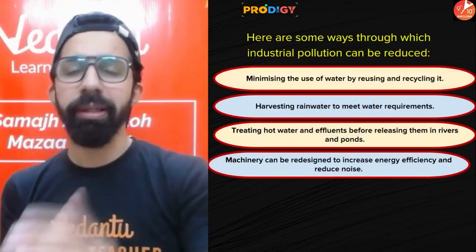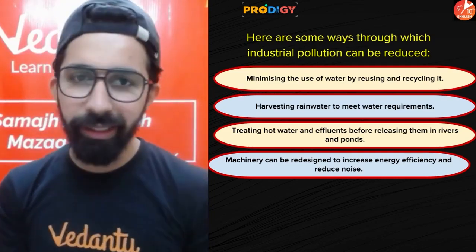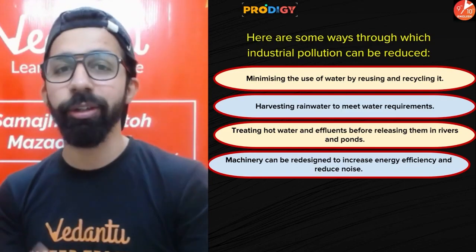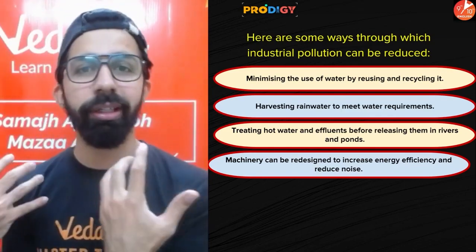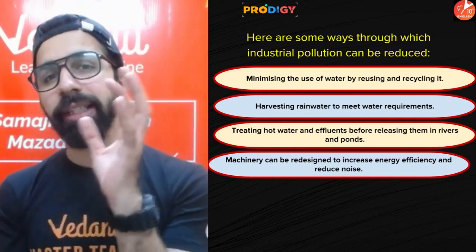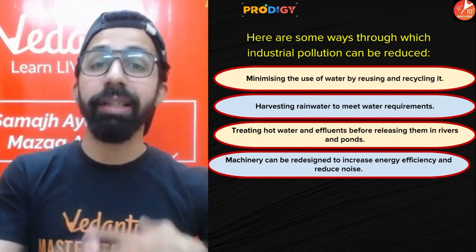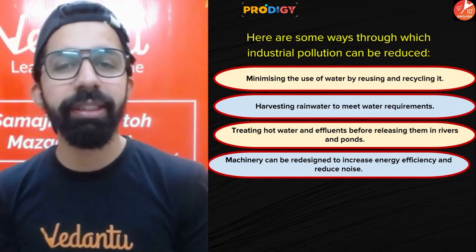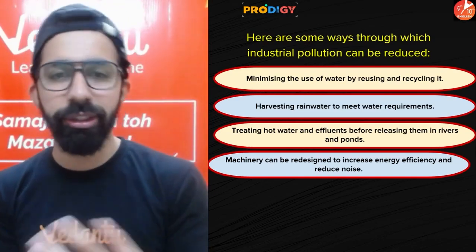Few of the steps which are mentioned on the slide are: we can reuse and recycle the water. We can harvest the rainwater. Later on we can use this water in industries, in agriculture, or for domestic purposes. Before releasing the chemical water or the hot water directly into the water bodies, we can treat the water so that we can reduce as much of the chemicals from it. ठीक है, जितना chemicals remove कर सके उतना अच्छा होगा.